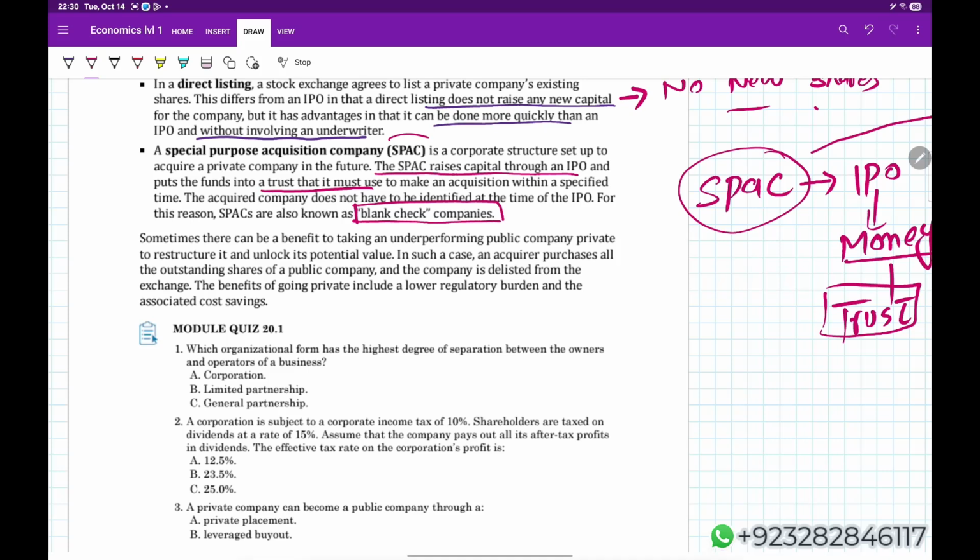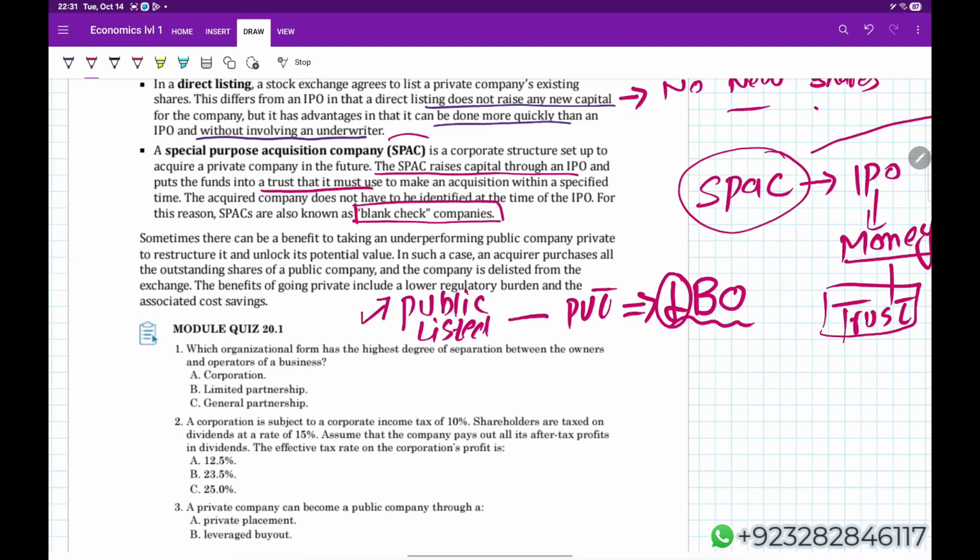Now, the method that we use to convert a public listed company into a private one is an LBO, a leveraged buyout. What they do is a group of shareholders, a large number of shareholders, or a group of strong shareholders, borrow the money, leverage, and purchase all the shares of a public listed entity, and then they delist it from the stock exchange. This is the LBO, leverage.